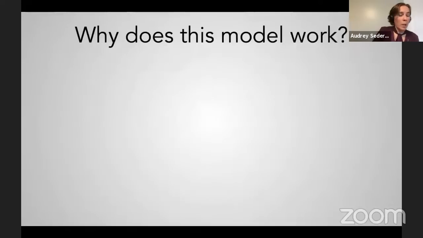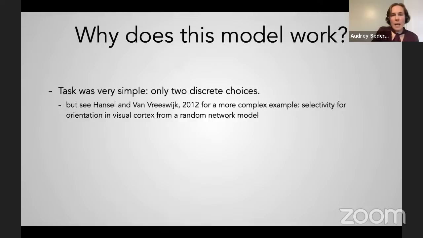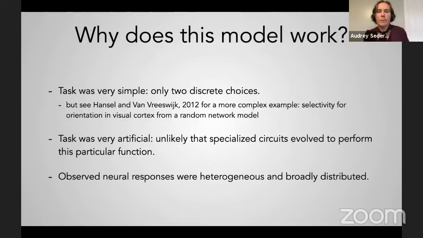So why does this model work? Taking a pessimistic view at first, the task was very simple. There are only two discrete choices. But of course, it's been shown, and this is just one example in the literature, that random networks can acquire selectivity for more complex stimulus features, such as orientation in visual cortex, in this 2012 paper. Maybe another reason this could work is that this task was very artificial. It's unlikely that any circuitry really develops to distinguish between low and high frequency input pulses, and so a generalized network that you can eke that function out of is just what you would expect to find.